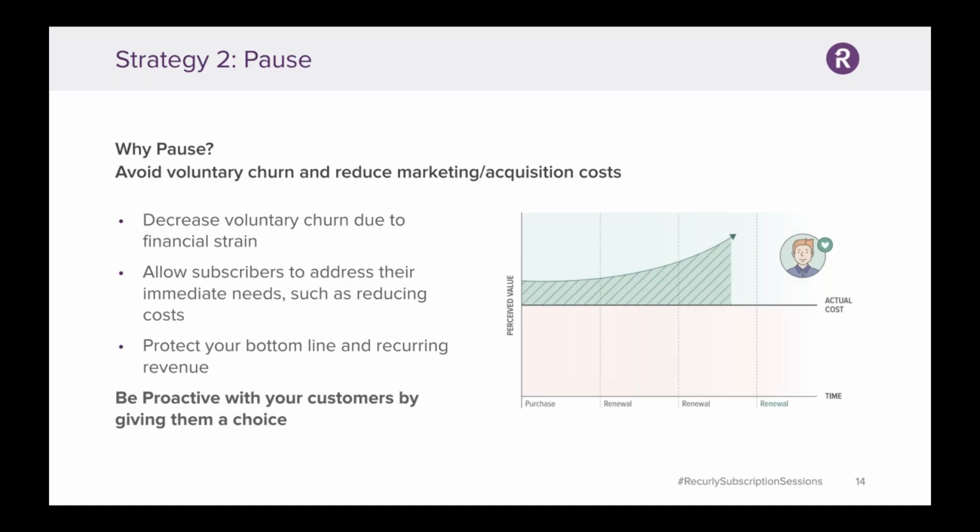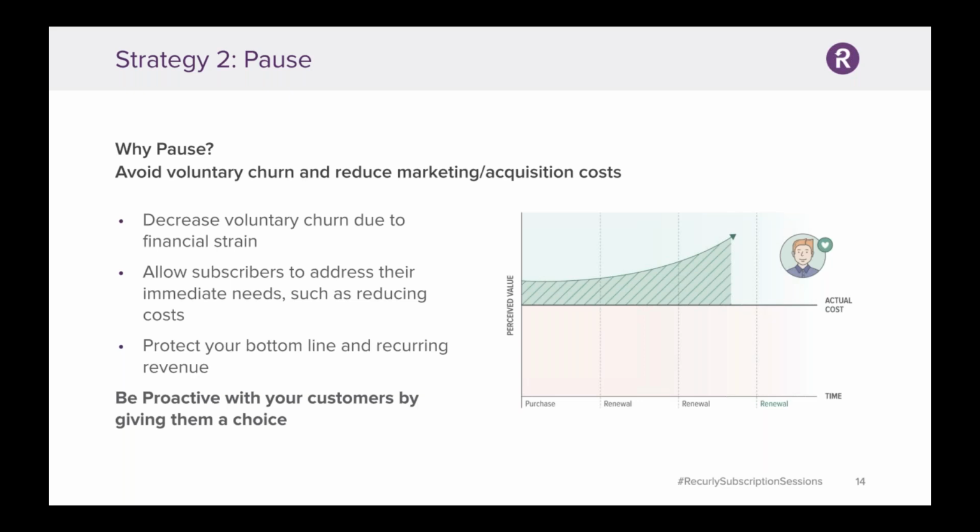So one of the most powerful options you can give your customers is the ability to pause that subscription, right? As we all know, there's lots of reasons to do this, right? And this is your bottom line, right? This is the ability to decrease or really mitigate churn and protect your revenue. So the reasons for pause and the other strategy I want to talk about are obvious, but I want to get into some of the details.